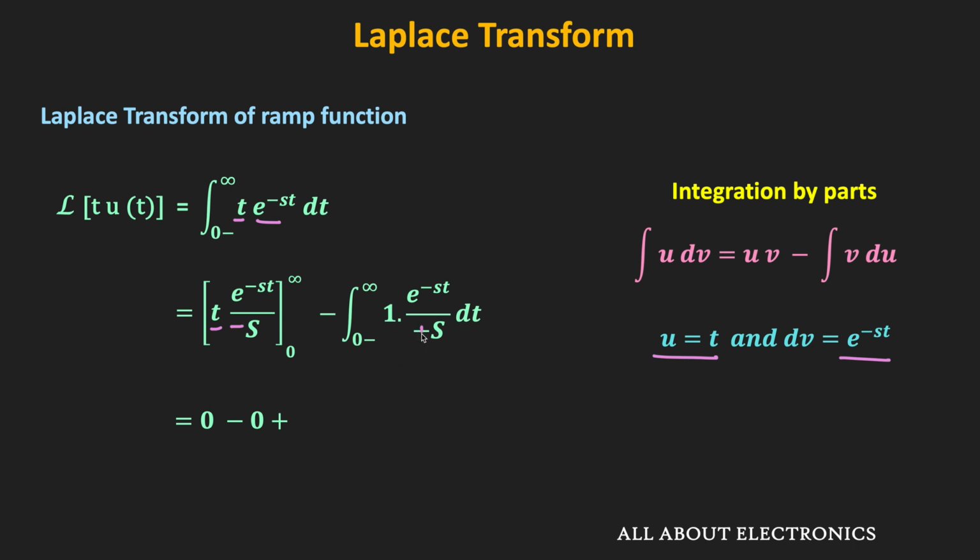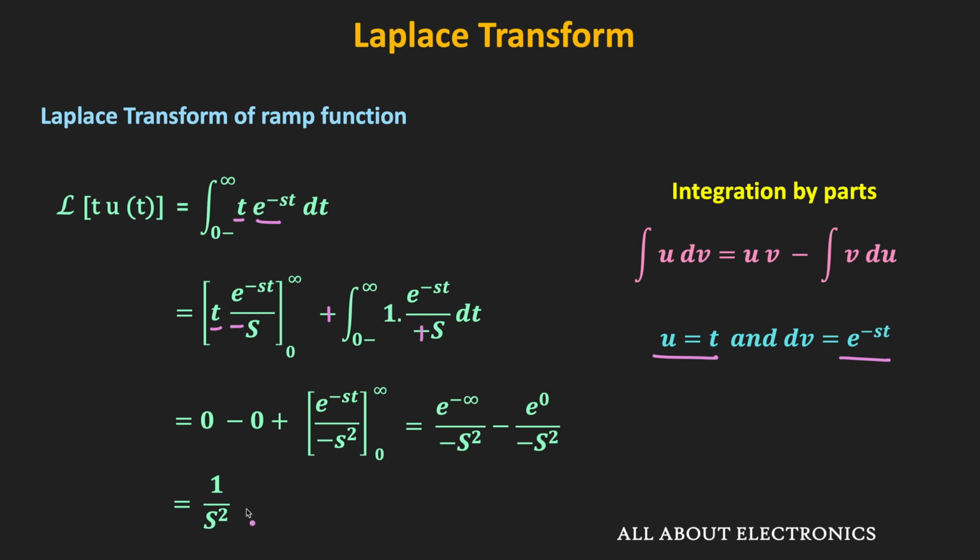So over here, we will have the integration from 0 minus to infinity of e to the power minus st divided by s times dt. Once again, if we integrate this term, then we will have e to the power minus st divided by minus s square, and the integration limits will be from 0 to infinity. In this expression, if we put the limit as infinity, then e to the power minus infinity will become 0. And for the second limit, e to the power 0 is equal to 1. So the first term will become 0, while for the second term, we will have 1 divided by s square.